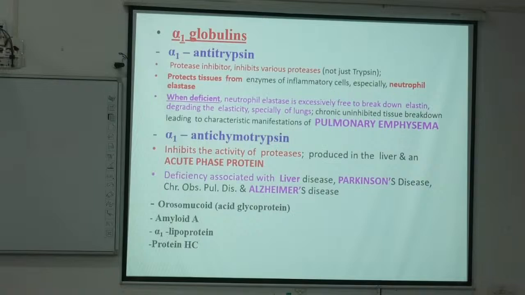I'll show you an X-ray picture of what a normal lung looks like and what an emphysema lung looks like, and that will be basically due to alpha-1 antitrypsin deficiency. Similarly, alpha-1 anti-chymotrypsin is an acute phase protein. When there is inflammation or activation, it rises, and its deficiency is associated with Parkinson's disease, which you will see later, and Alzheimer's disease.